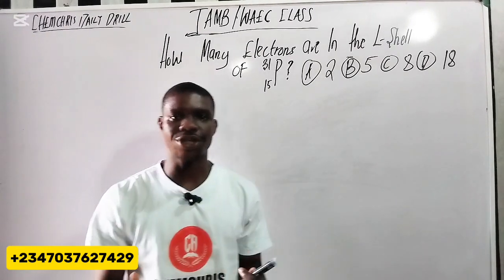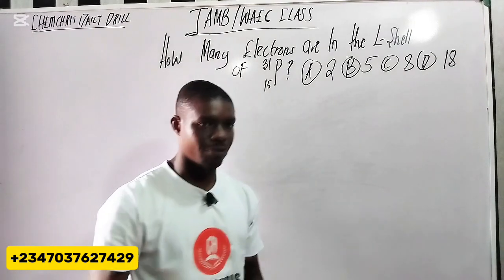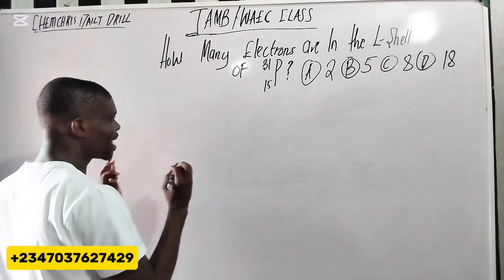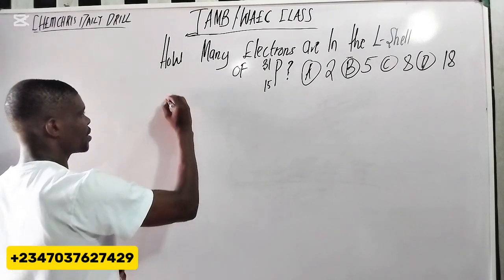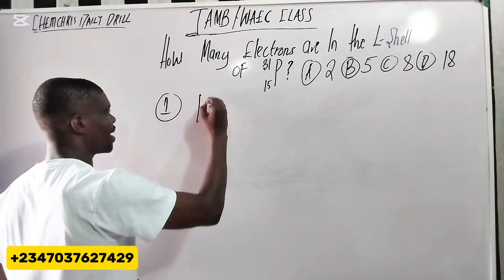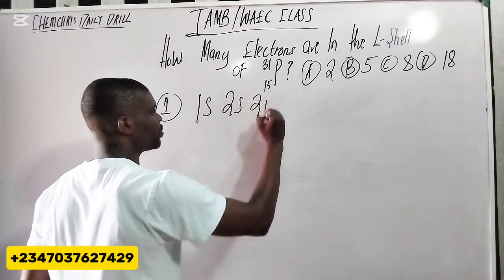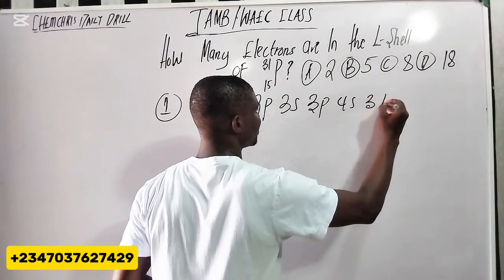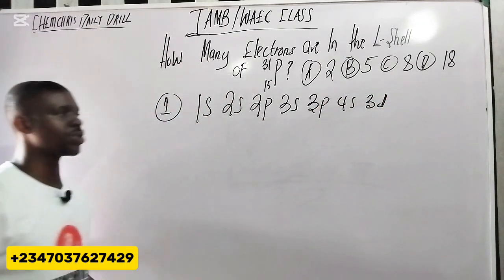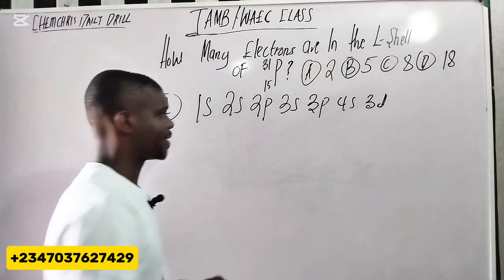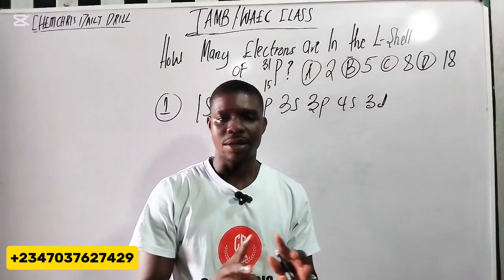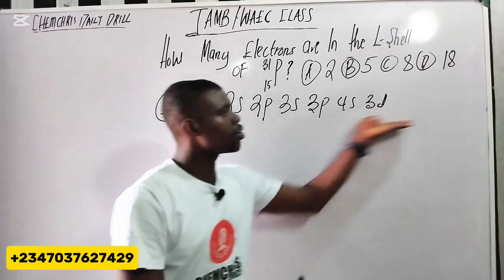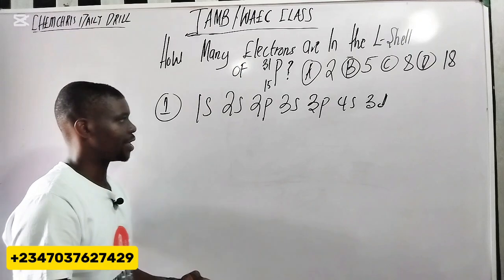To know the number of electrons in the L shell, you must know how to write electron configuration. And in chemistry, as a beginner level, there are things you want to put in your mind. The first thing to put in mind is 1s, 2s, 2p, 3s, 3p, 4s, 3d. This is the first thing you need to put in your mind. As long as you are chemistry students, either WAEC, NECO or JAMB, they will not go beyond this, so you need to pay close attention.